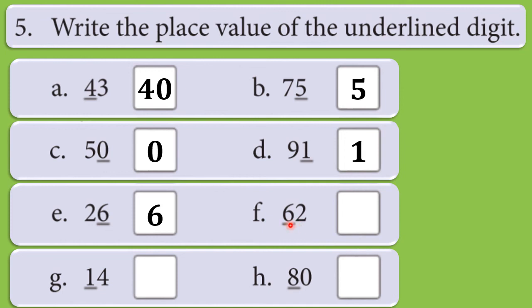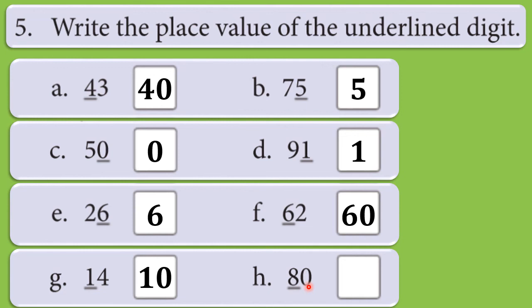Coming to this question here, look at these two numbers 26 and 62. The digits are interchanged. These numbers are formed by interchanging the digits. So here the 6 is at tens place. Therefore, the place value of 6 here becomes 60. The reason is this is at tens place. Coming to G, the number is 14. 1 is underlined. Its place value is 10 because it is at tens place.